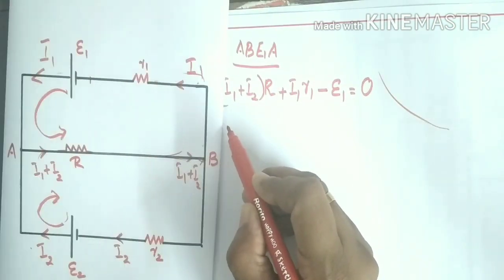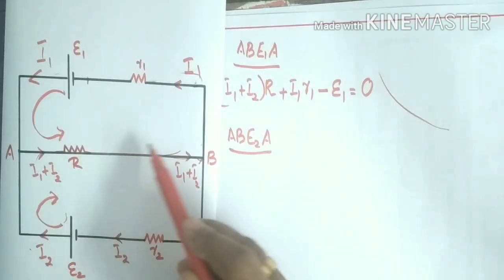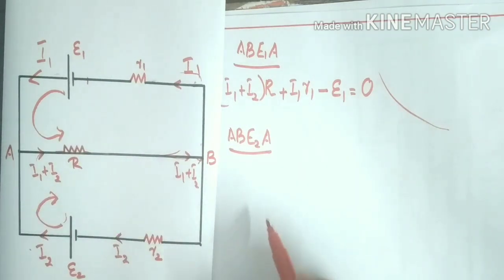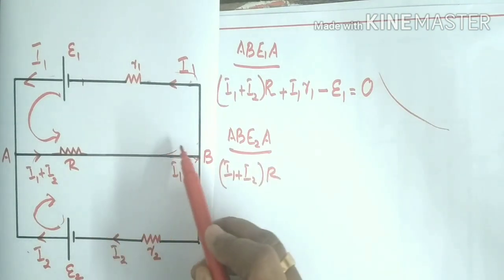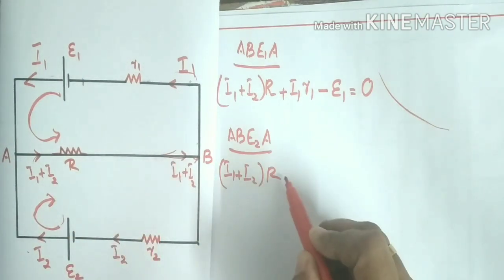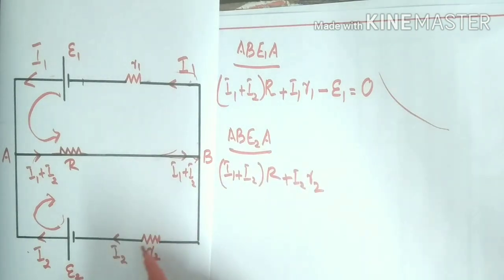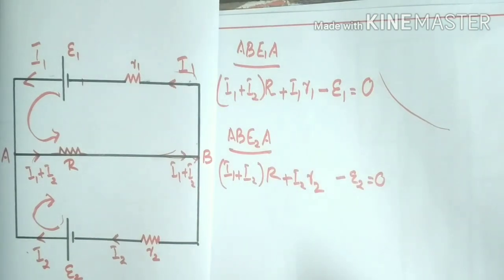So for the loop, what can we consider? A, B, E2, A. This is the loop, clockwise direction. Here we can write (I1 plus I2) into R. Now, here there is no element. The next element is R2. What is the potential difference across this R2? I2 into R2, because the original direction and assumed direction are the same. Therefore, its potential difference is taken as positive, so plus I2 R2. Now again, the direction of current is from negative to positive, which means its potential difference is taken as negative. Minus E2 equal to 0. Now we can solve the two equations and find the value of current or the potential difference across the resistance. So this is an application of Kirchhoff's loop rule.